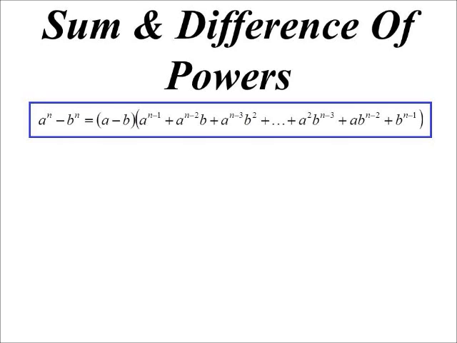Okay? And the first one we saw of that, I guess, was the difference of two squares, where it was simply a squared minus b squared. Then the power of a would go down by 1, so it's a to the power of 1 plus b to the power of 1. And did I write that down?